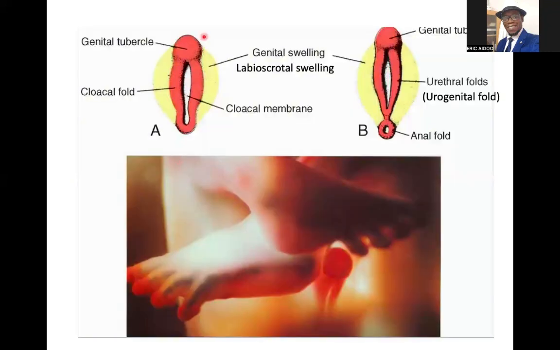So this is what we are talking about. That's the genital tubercle, okay, forming the primordial phallus. That's the genital swelling or labioscrotal swelling. That's the cloacal fold, and that's the cloacal membrane. The cloacal fold now becomes the urethral fold, also known as urogenital fold. So that is the phallus, okay, the projection of it in an indifferent gonad.